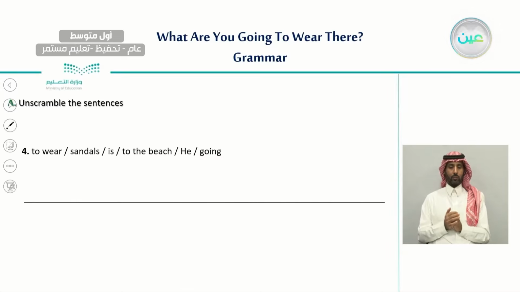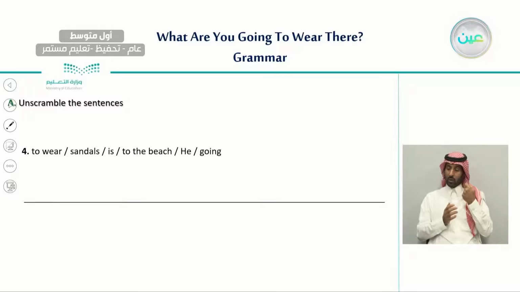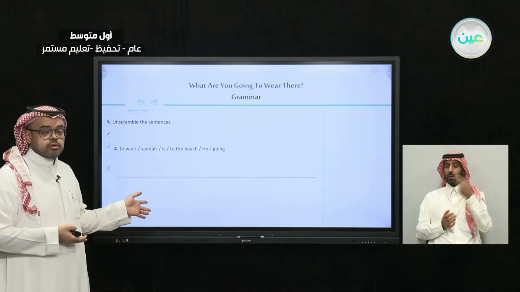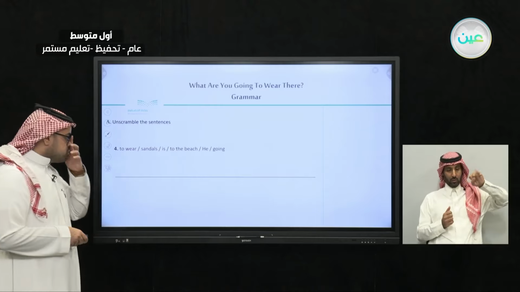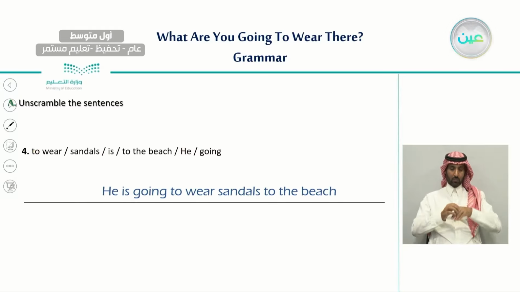Next we have number 4: to wear sandals, is, to the beach, he, going. So again, what is the first word we start with here? Very good. The first word we start with is he. This is the subject pronoun. And the verb to be is, and then going to wear. So the answer will be, he is going to wear sandals to the beach.